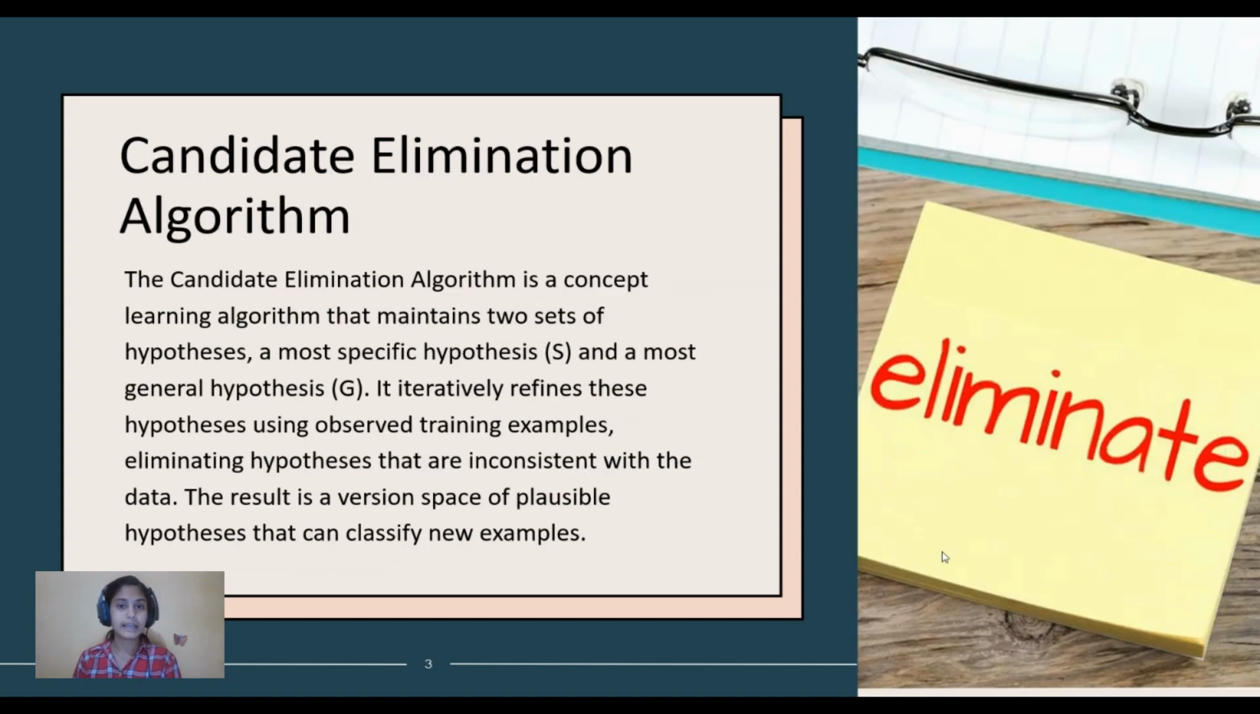What is the candidate elimination algorithm? The candidate elimination algorithm is a concept learning algorithm that maintains two sets of hypotheses, a most specific hypothesis and a most general hypothesis. It iteratively refines these hypotheses using observed training examples, eliminating hypotheses that are inconsistent with the data or the example. The result is a version space of plausible hypotheses that can classify new examples.